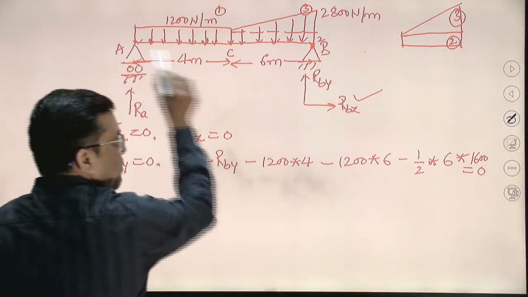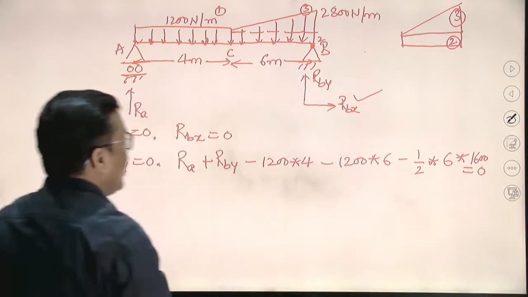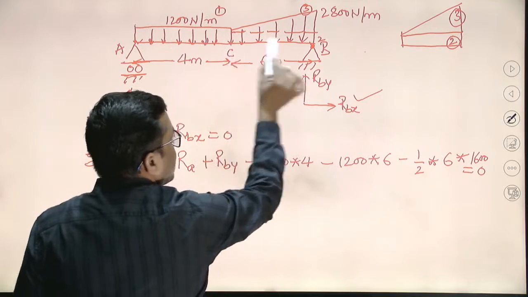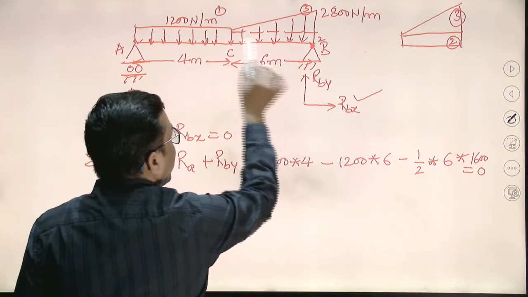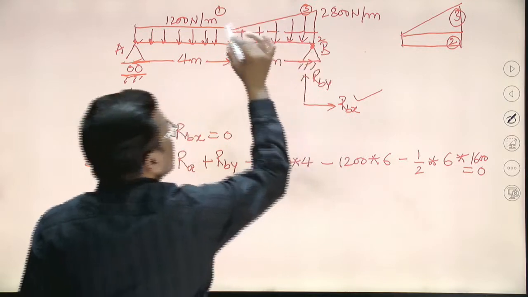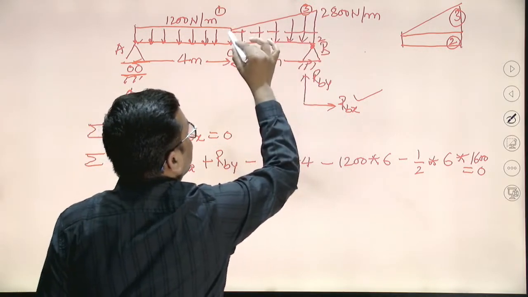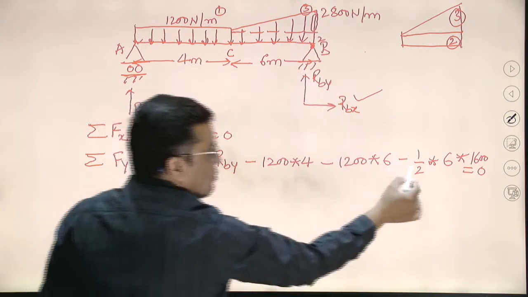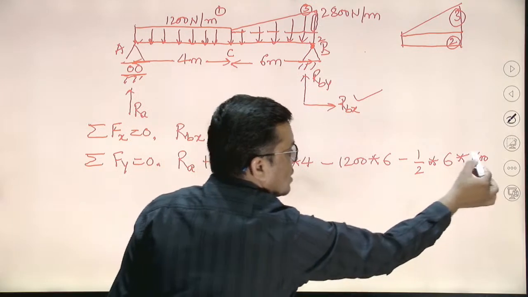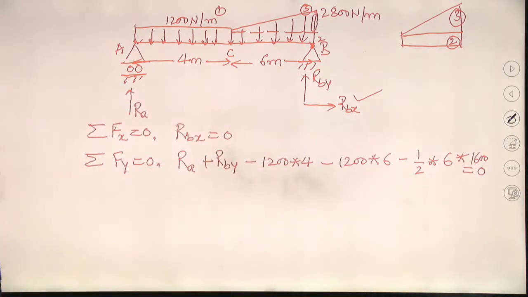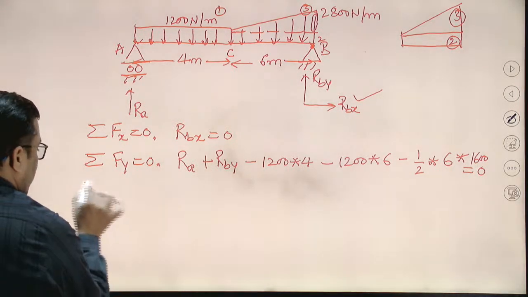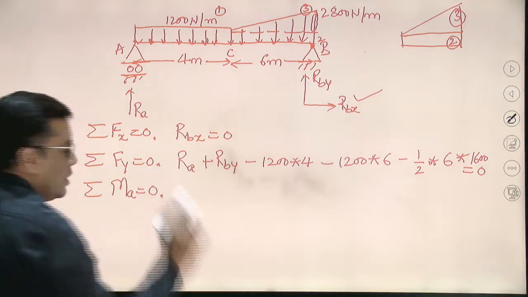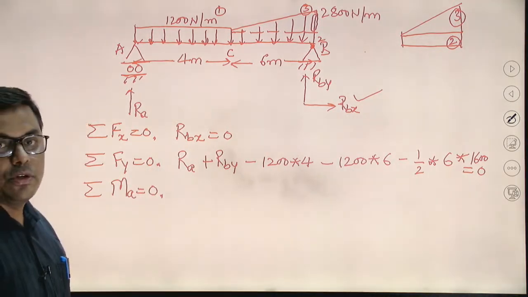RA vertically upward reaction, RBY vertically upward reaction, 1200 into 4 first load of UDL, 1200 into 6 between C to B again UDL, 1200 rectangular है, then UBL from C to B from 1200 to 2800, so this portion is 1600, so which I am taking minus half into 6 into 1600. This is the second equation. Now I am writing the equation for moment. Sigma MA equals to 0.